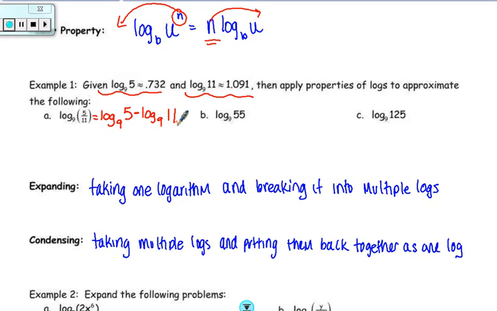And then if I substitute that in with the decimals, I have 0.732 for log base 9 of 5 minus 1.091 for log base 9 of 11. What does that equal? Typing that in your calculator, you get negative 0.359.